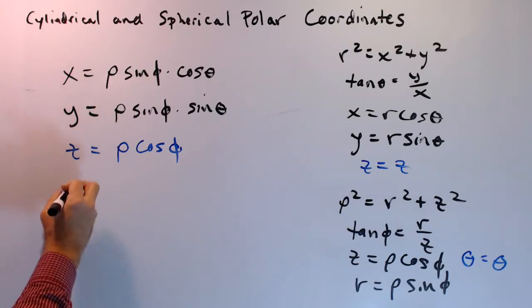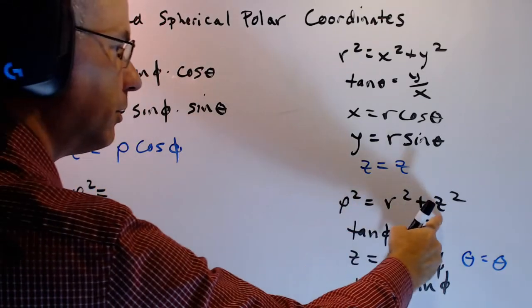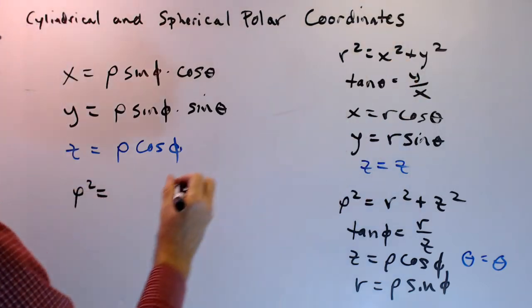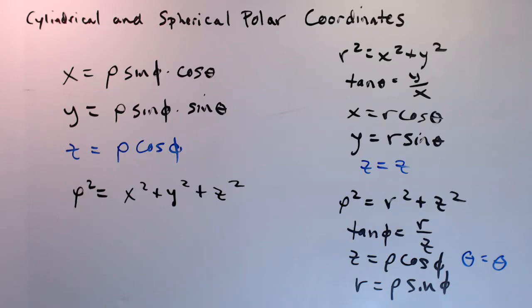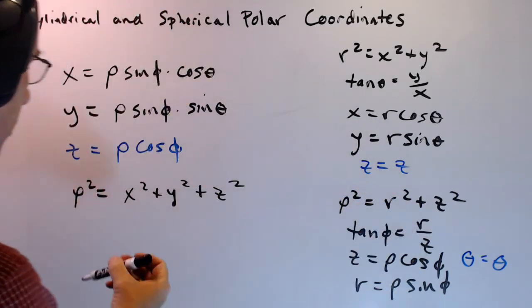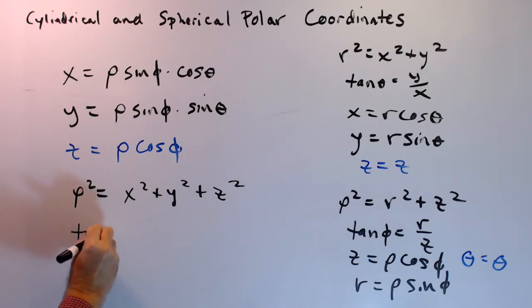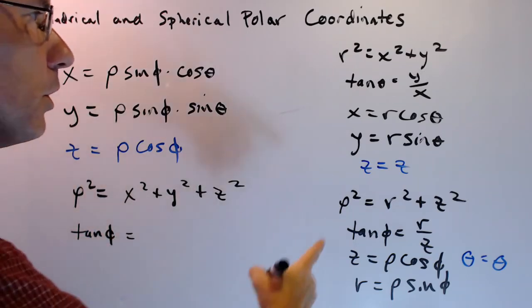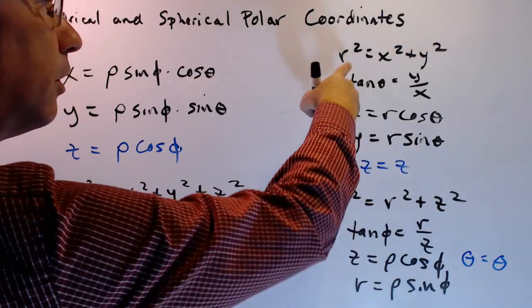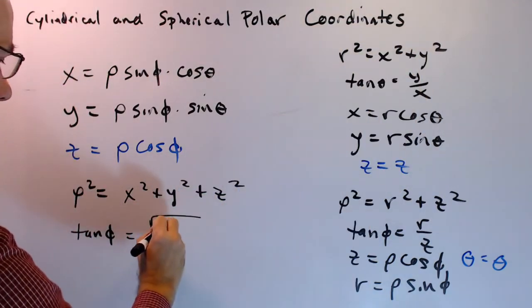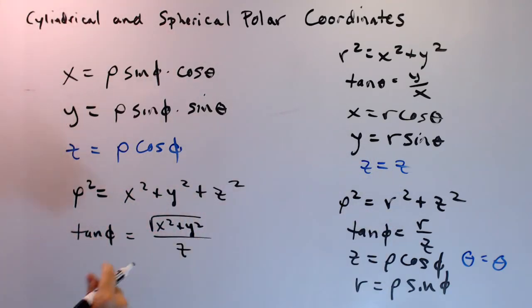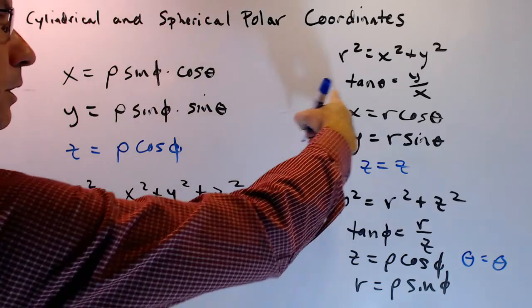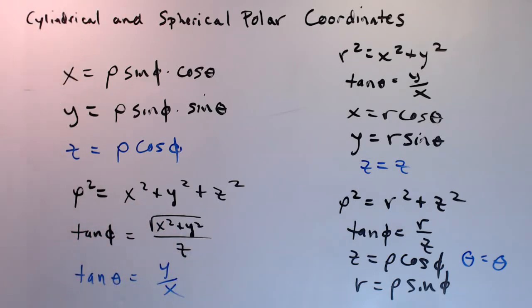Well, rho squared is equal to r squared plus z squared, but r squared is equal to x squared plus y squared. So rho squared is equal to x squared plus y squared plus z squared. Tangent phi is equal to r over z, but r squared is equal to x squared plus y squared. So if we take the square root, then the radical is simply r, and now we have r over z. Last but not least, tangent theta is simply equal to y over x.